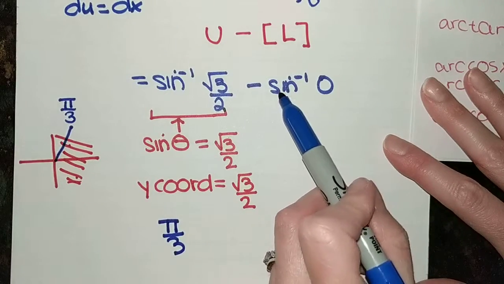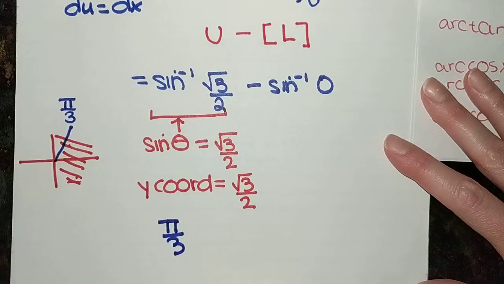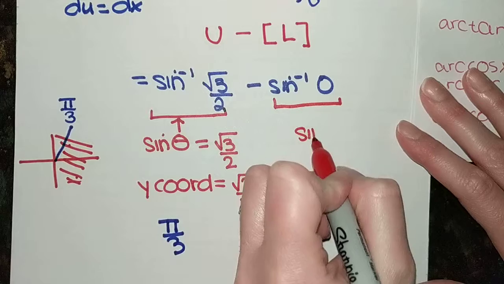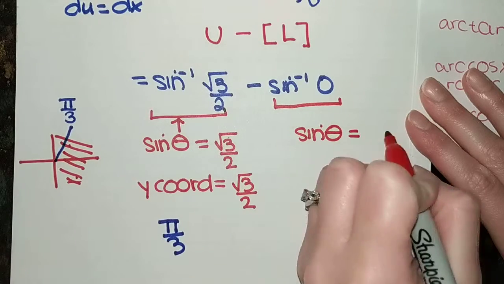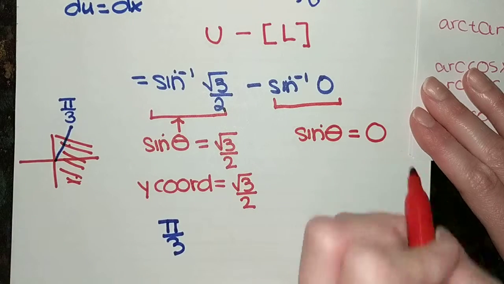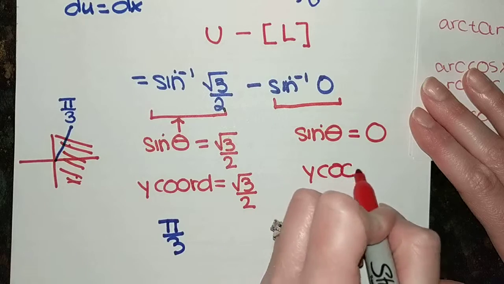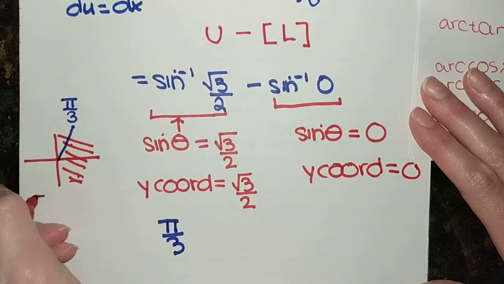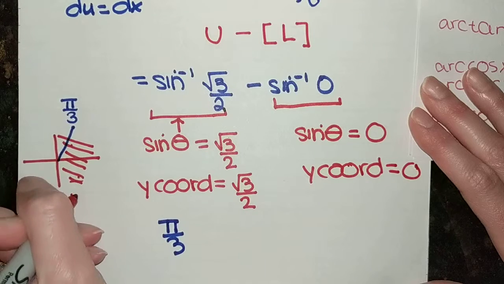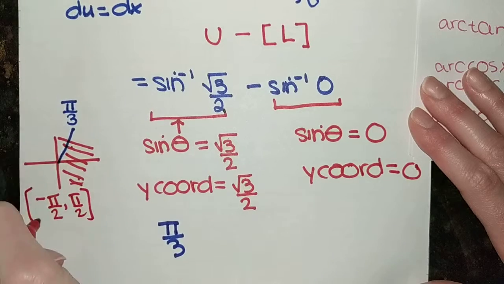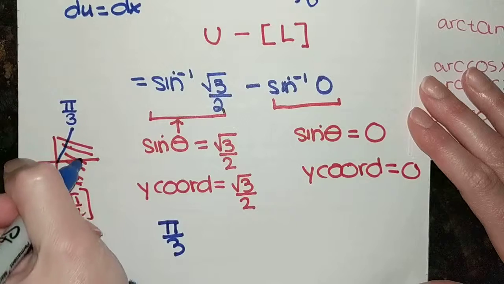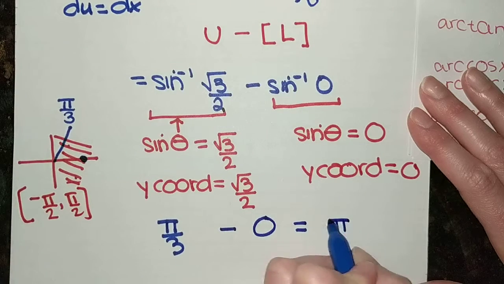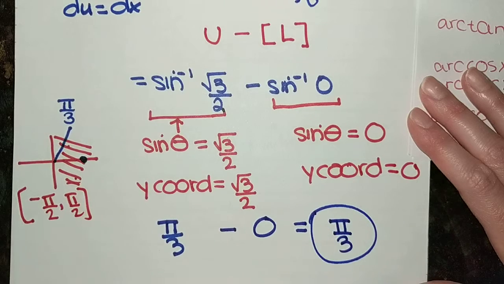And then for your arc sine of 0, again, the same idea. You're looking for an angle theta whose sine is equal to 0. Specifically, you're looking for where the y coordinate is equal to 0. And again, you're only going to look in this region from negative pi over 2 to pi over 2. That is going to happen at the angle of 0. So this will be minus 0, and that just gives you pi over 3 as your answer.